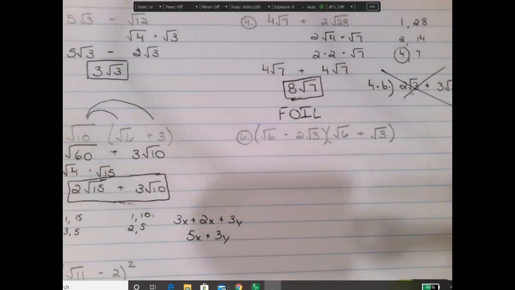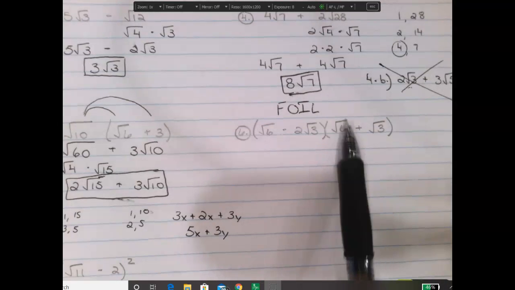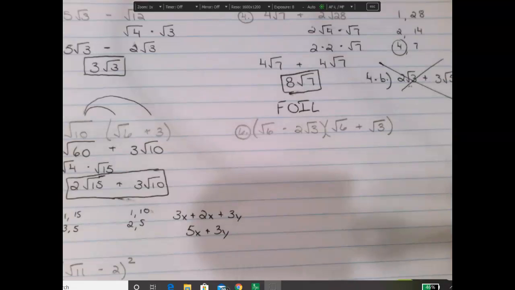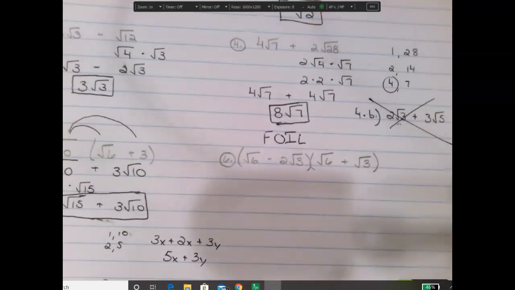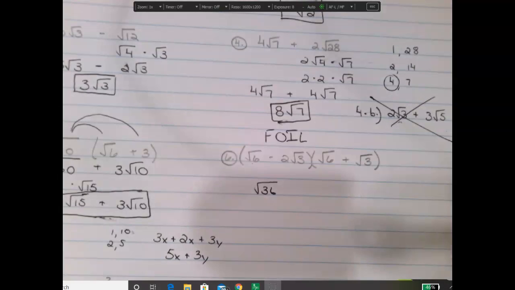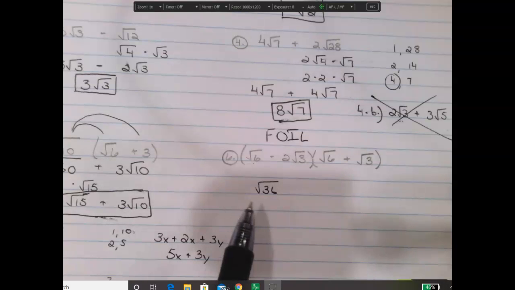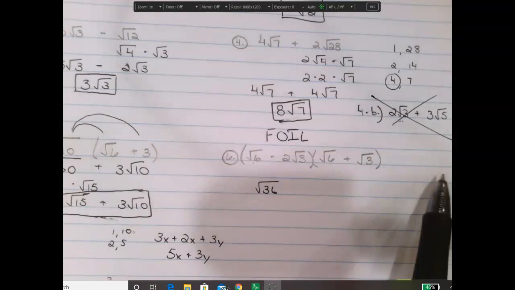Anytime we had 2 sets of parentheses, we multiplied these out. We multiplied the first, the outside, the inside, and then the last. That's what FOIL stood for: first, outer, inner, last. Whenever we have 2 sets of parentheses, we still solve these the same way. So first, radical 6 times radical 6, radical 36. Now, I know in my head radical 36 can be simplified, but I'm not going to simplify it just yet. I'm going to go ahead and multiply this whole thing out.